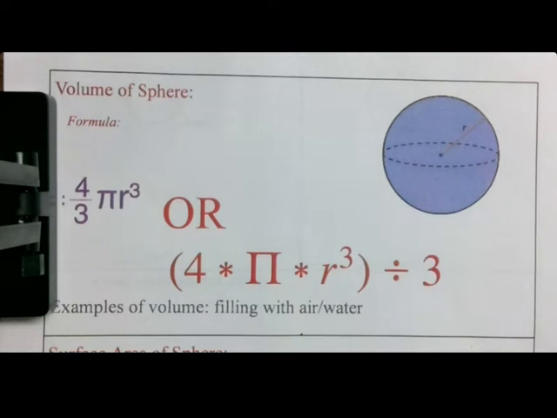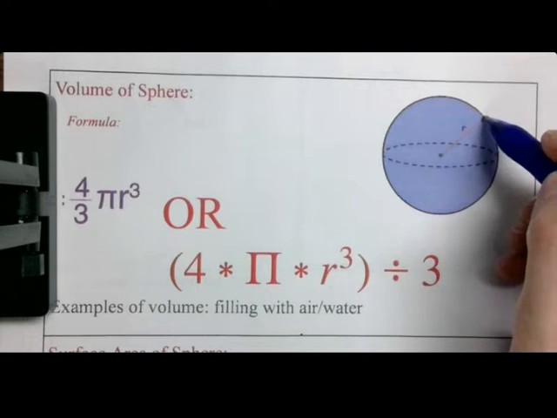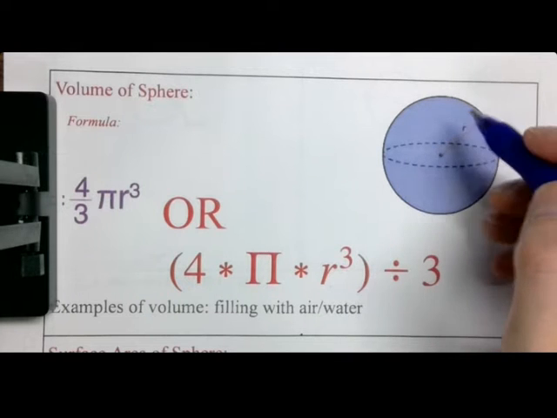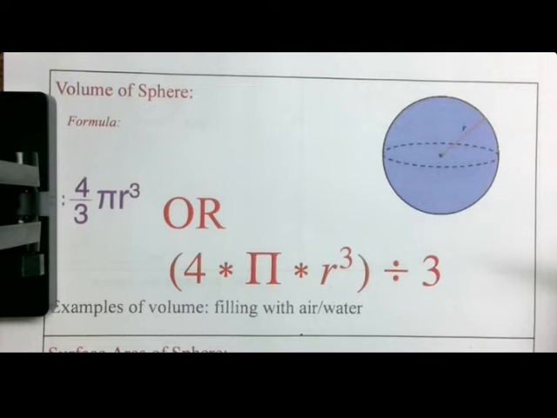So we are looking at volume of sphere and surface area of sphere. So the volume of a sphere, we are taking 4 times pi times radius cubed and dividing it by 3, keeping in mind that the radius goes from the center of the sphere or the circle, right, the ball, to any point on the outside.